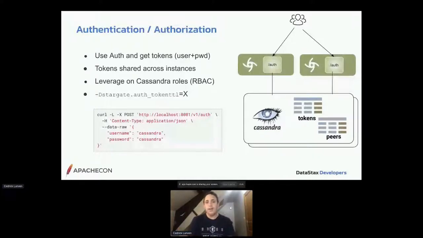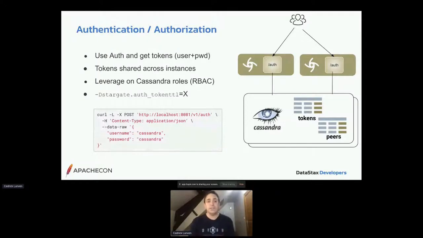The token, you can set up the TTL of the token. Tokens are shared across the instances of Stargate. So if you authenticate against one Stargate and load balance to another providing the token, as the tokens are shared in the tokens table, there is no stickiness in between Stargate and a token. So you can do some load balance pretty easily, and it's stateless load balancing.